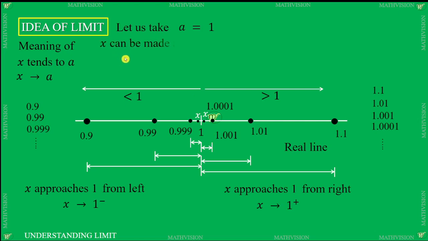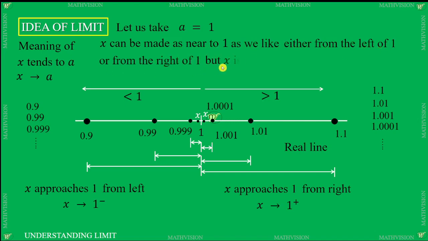So we write the meaning of x tends to 1 as: x can be made as near to 1 as we wish or as we like, either from the left of 1 or from the right of 1. But in all cases, x is never equal to 1. This is the meaning of x approaches 1 or x tends to 1.